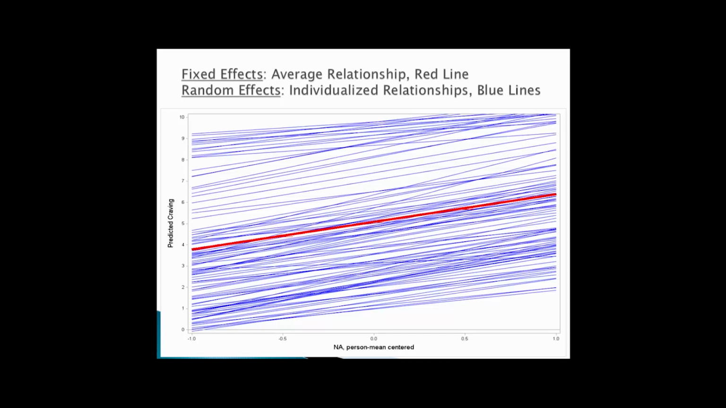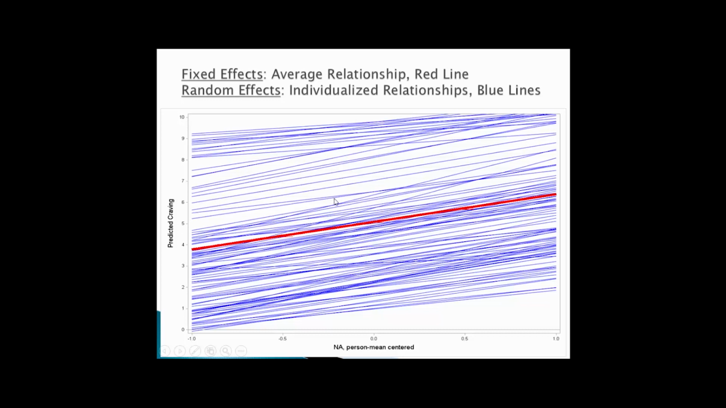What you're seeing here on the red line are the parameters that we got from our fixed effects. This is the average line, the average of the within-person relationships. On the x-axis, you're seeing negative affect, person mean-centered. On the y-axis, you're seeing craving. And you can see, on average, craving is increasing at moments when a person's negative affect is higher than their typical, and it's decreasing when their negative affect is lower than their typical.